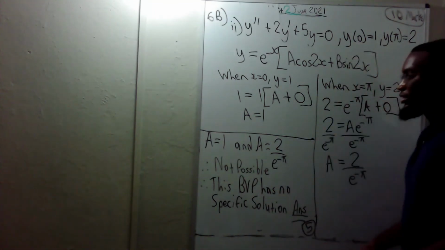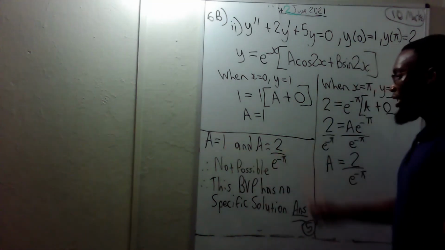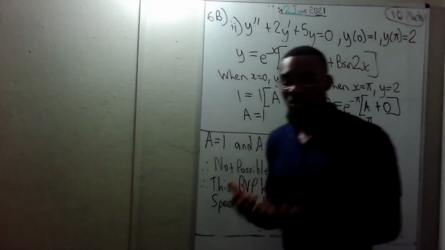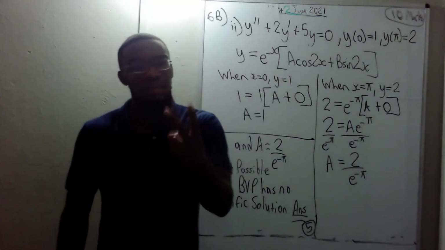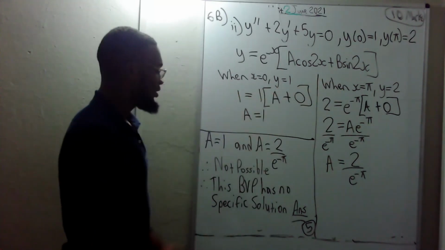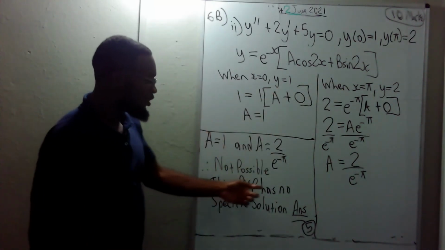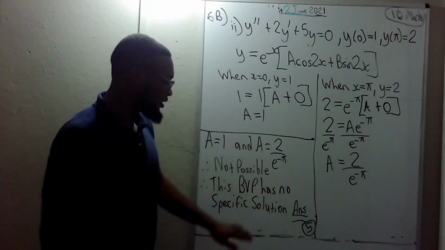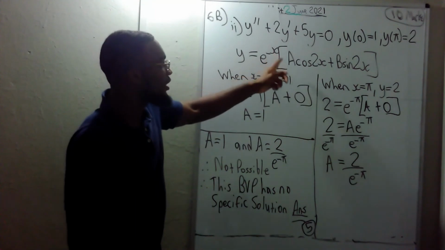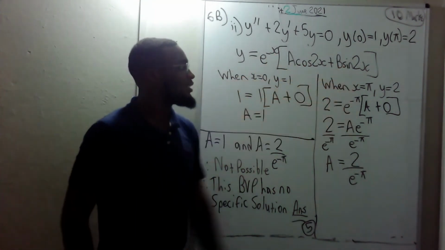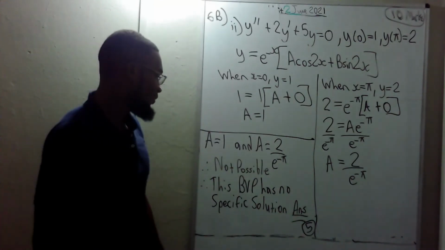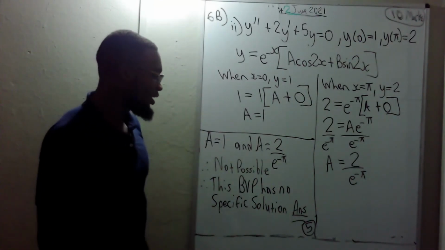We cannot solve it. Can you get a equal to 1 and a equal to 2 over e to the minus pi? A cannot be 2 values. I don't even get a value for b. So this has no solution. This boundary value problem has no specific solution. The solution is just y equals e to the minus x in brackets a cos 2x plus b sine 2x, which doesn't give a specific solution. So this has no solution.